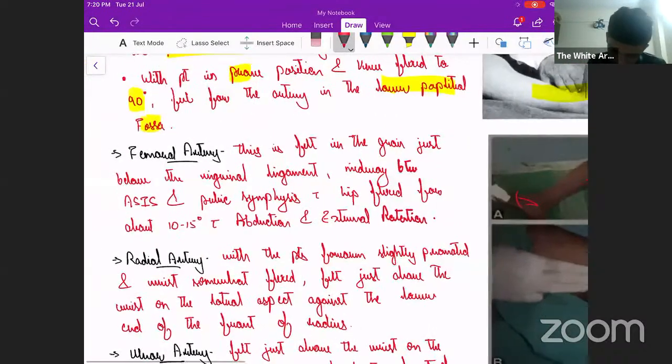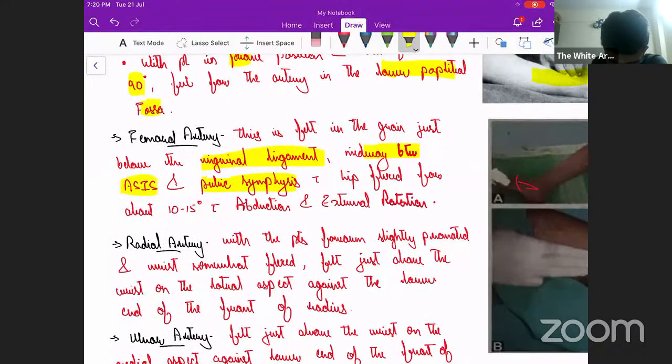So that is being mentioned. This is felt in the groin, just below the inguinal ligament, midway between the anterior superior iliac spine and the pubic symphysis, with the hip flexed for about 10 to 15 degrees with abduction and external rotation.